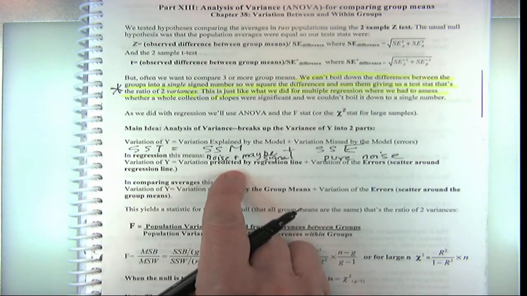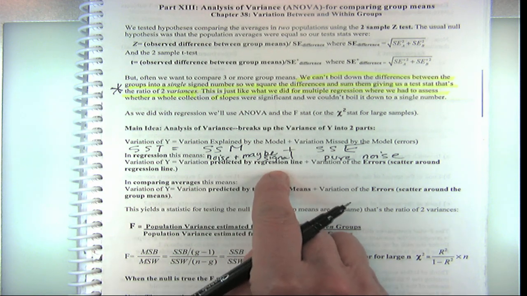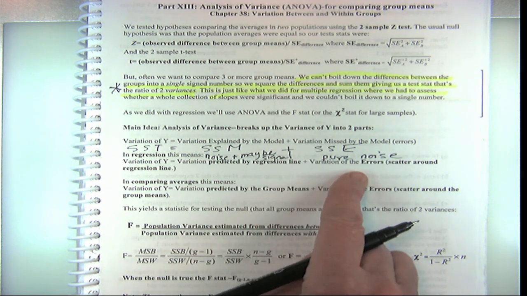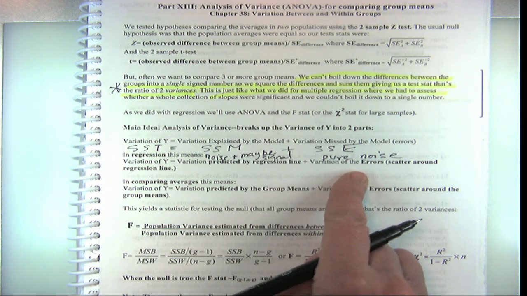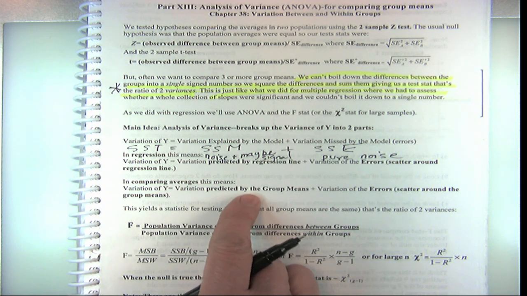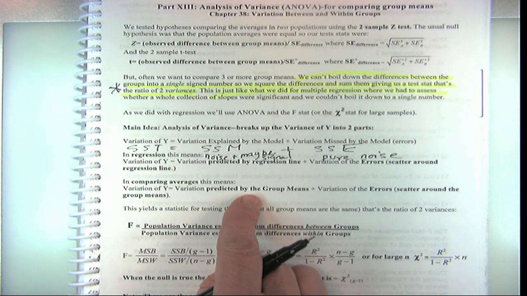When we have regression, we had a regression line. The model was our regression line, and we looked at, from our sample, the scatter around that line as the error. But now when we're comparing the averages to see if there are any differences between them, what is our model? Well, our model is the prediction based on each group's mean.